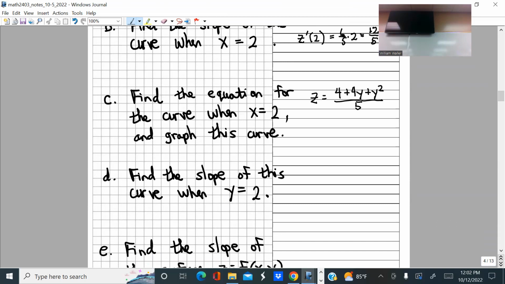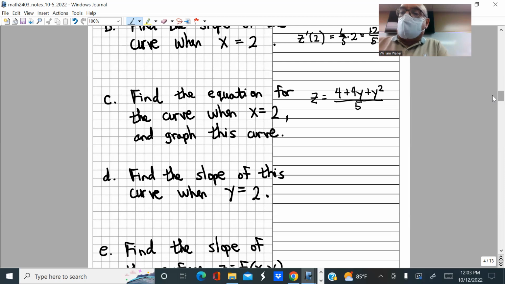So you're going to have some parabola. It might be shifted around on a set of axes, but it's going to be a parabola. And since the coefficient on the y squared is positive, that's plus y squared over 5, that means it's opening up. That's a parabola. If that were negative y squared, it would open down. Okay, so we know we're going to get a parabola.